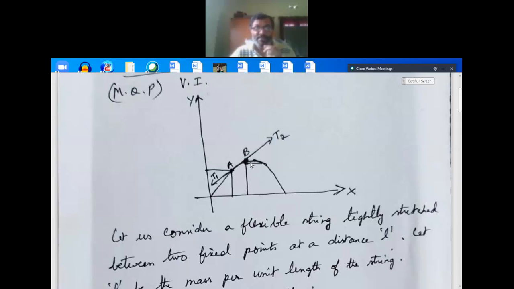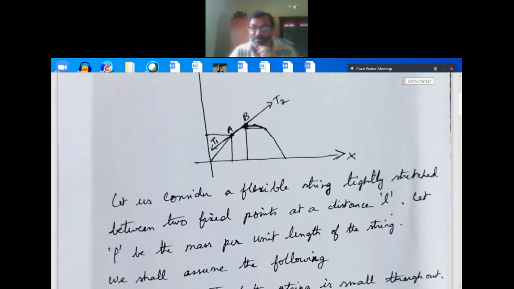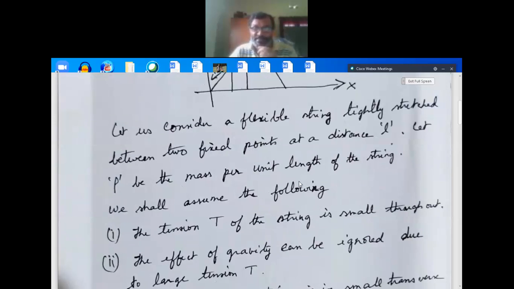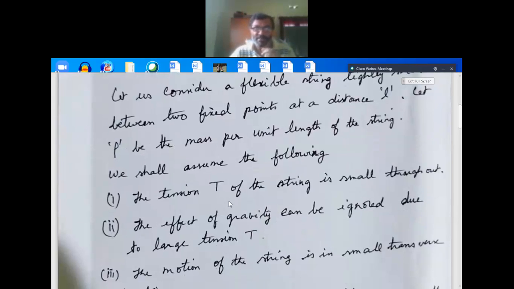The tension that is upwards is taken as T2, and the tension that is downwards is taken as T1. So we consider a flexible string tightly stretched between two fixed points at a distance L, and we take rho as the density, that is, mass per unit length of the string. The following conditions are assumed in the derivation.